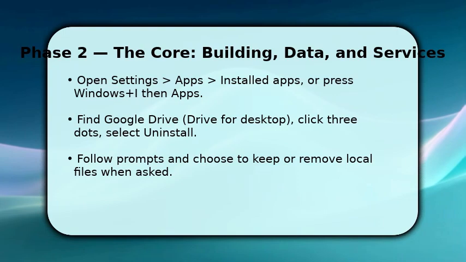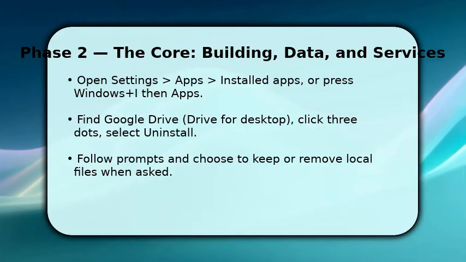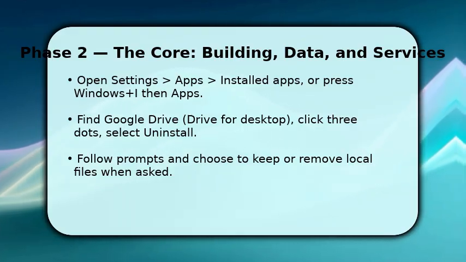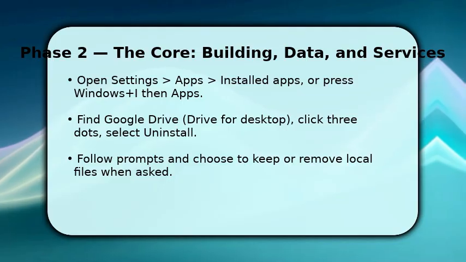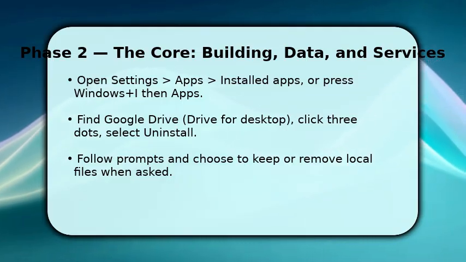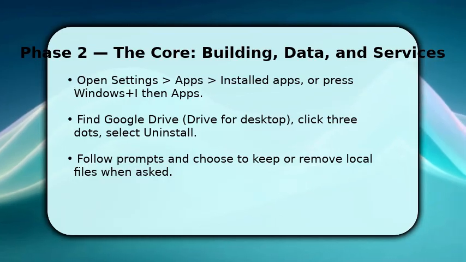Doing this first saves time and avoids data loss. Now you will remove the application through Windows Settings. Open Settings and go to Apps, then Installed Apps. You can press Windows + I to get there quickly. Locate Google Drive. It may appear as Drive for desktop. Click the three dots and pick Uninstall.